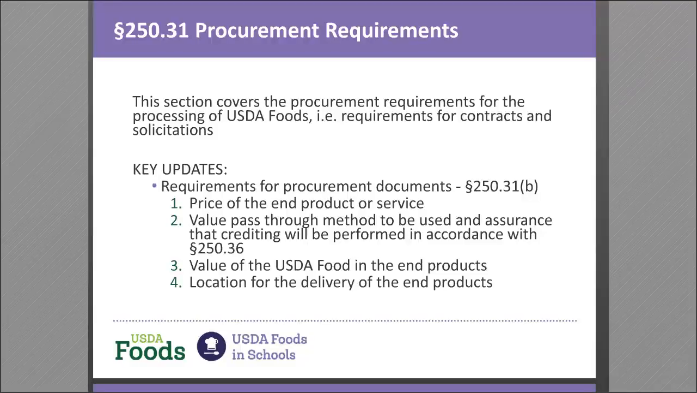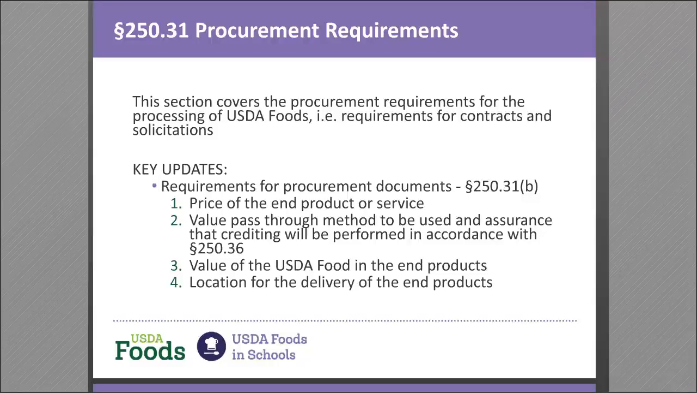This provision applies to all procurements for end products containing USDA foods, regardless of who performs the procurement. This is a new requirement in the program regulations, but the list of required items should not be a change in principle, as these are all important and basic pieces of information for contracts and solicitations.